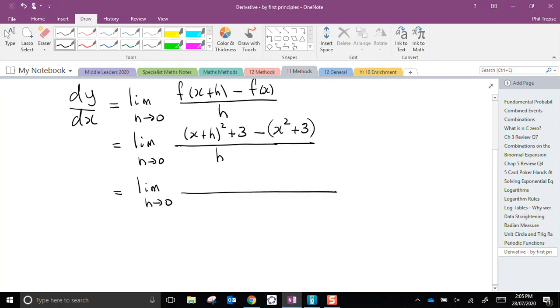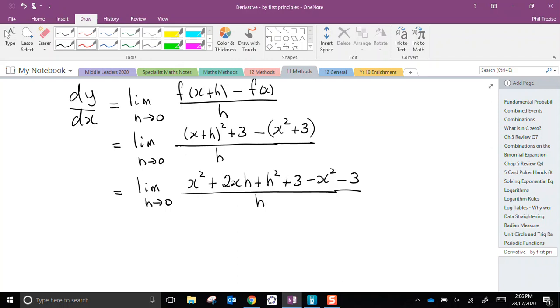Now we'll expand x plus h squared. This will give us x squared plus 2xh plus h squared. Then I'm up to plus 3. Then by distributing this negative sign I have minus x squared minus 3, all still divided by h.